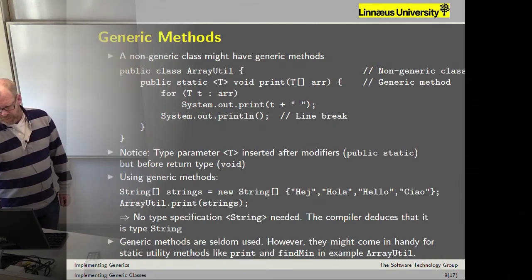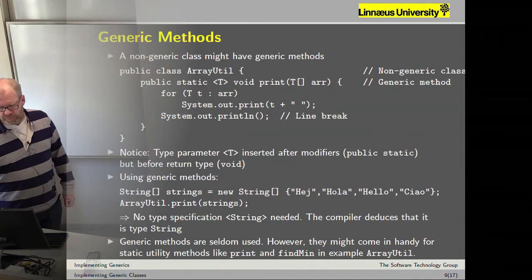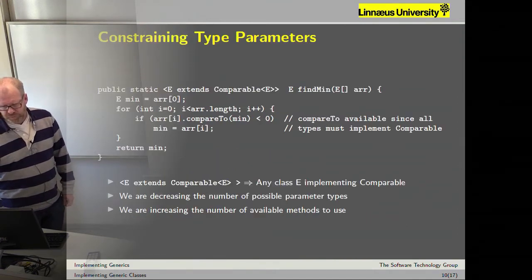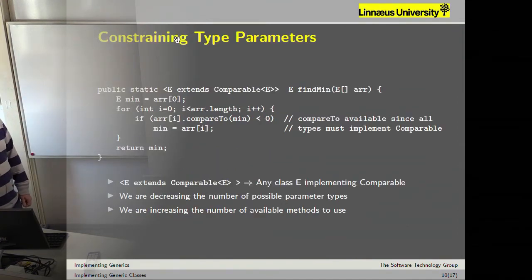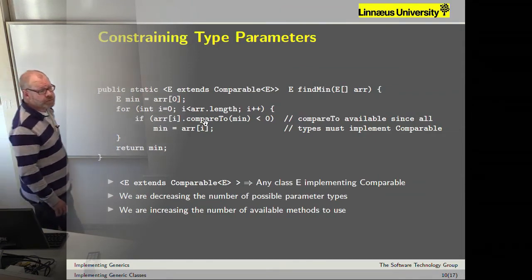I think this was a summary of what I just said. So, important, constraining type parameters. You do it by extending often an interface. We are limiting the possible number of types that we can use by using this approach, saying that it can be any type as long as it implements the Comparable interface. By doing so, we are increasing the number of available methods that we can use inside.